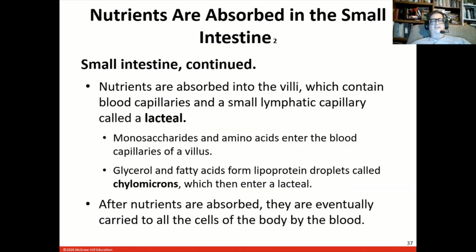All right, the small intestine, continuing. Nutrients are absorbed into the villi, which contain blood vessels and little lymphatic capillaries called lacteals. Simple sugars and amino acids enter the blood capillaries. Glycerol and fatty acids form little drops called chylomicrons, which enter the lacteals. All those little fatty drops are what make the lymph inside of the lacteals look whitish.